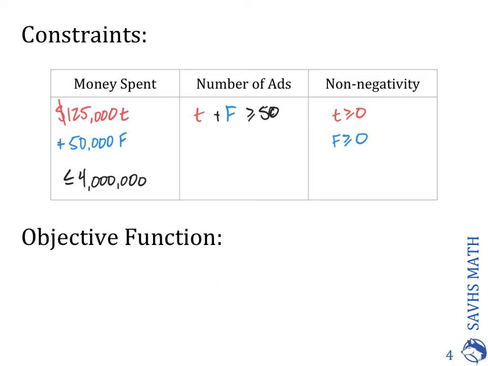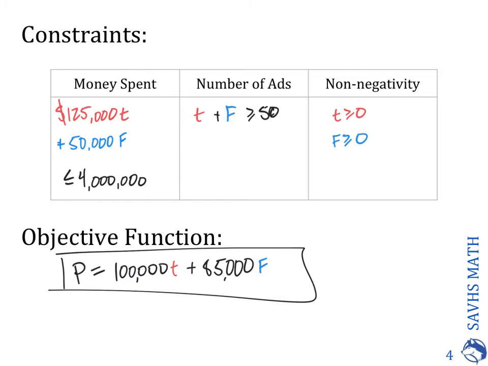Our objective function is about how many donations we're going to get. So we think we're going to get $100,000 for every TV ad, plus $85,000 for every Facebook ad. This is my objective function. This is my profit function, because this is about how much money I'm going to make. So my profit is equal to this.